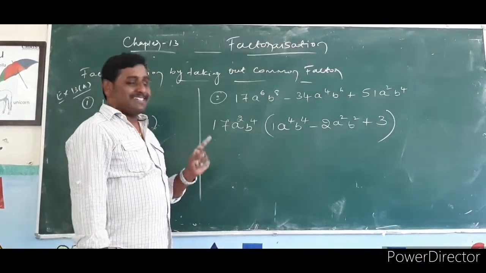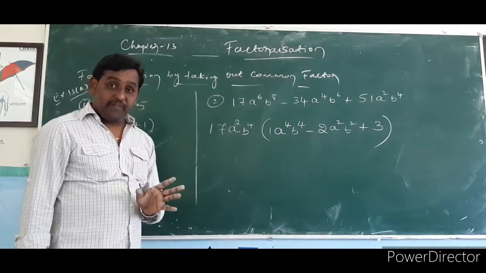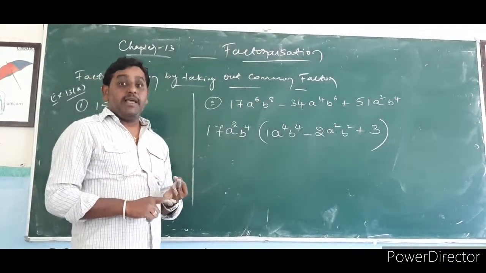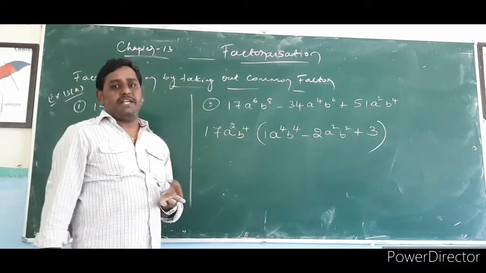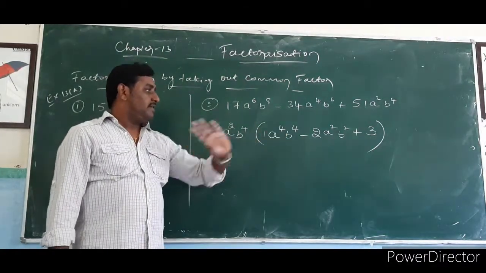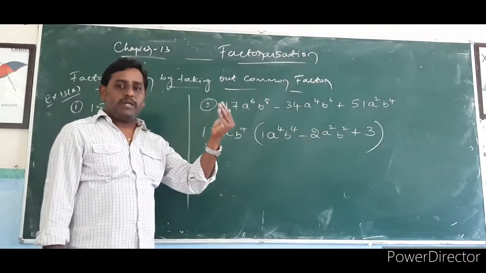I hope you all understand this type of problem. While you are taking a common factor, you have to take a common factor for the numerical part, and for each variable term with the lowest power of that variable. You take the common factor for each term of the given polynomial.